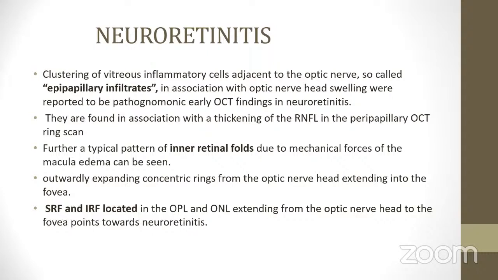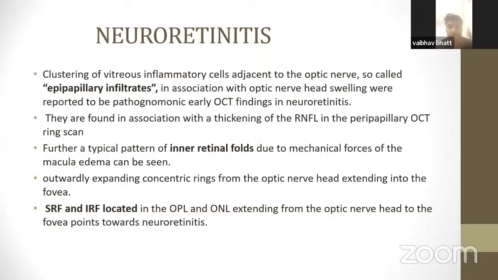Neuroretinitis. Clustering of vitreous inflammatory cells adjacent to the optic nerve, so-called epipapillary infiltrates, in association with optic nerve head swelling, were reported to be pathognomonic early OCT findings in neuroretinitis. They are found in association with the thickening of the RNFL in the peripapillary OCT ring scan. Further, a typical pattern of inner retinal folds due to mechanical forces of the macular edema can be seen.